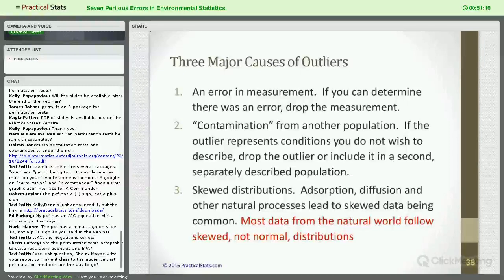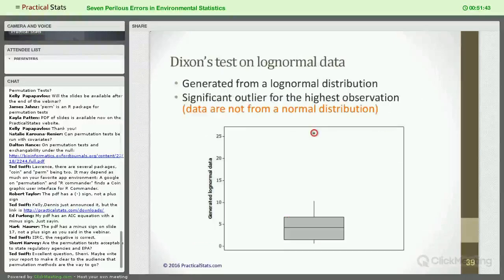And then there are many distributions of data in the natural world that are skewed. Many processes of adsorption, diffusion, and other things lead to skewed data. Just the fact that you have a zero lower bound. If you measure things that go down close to zero, they're going to be skewed, which means that some of the higher values will test out as being outliers. Does not mean there's anything wrong. It's just that you have skewed data.